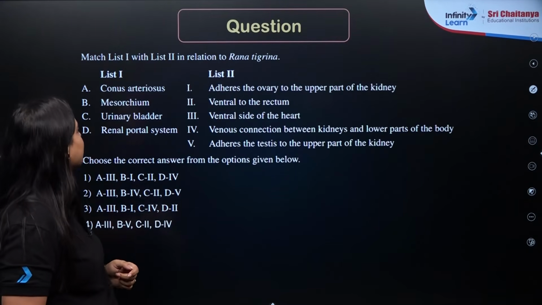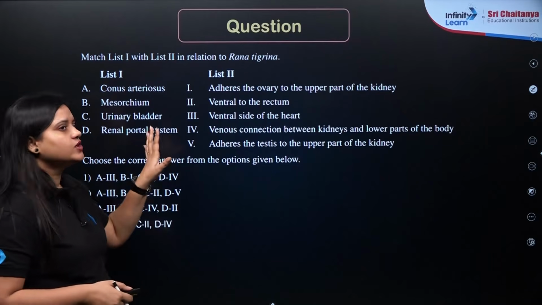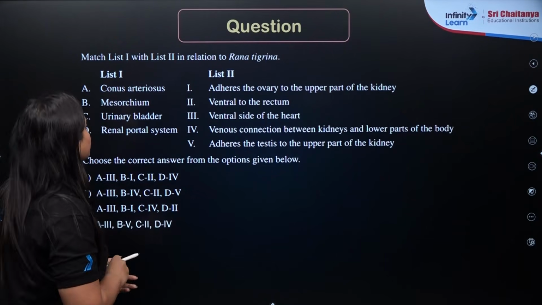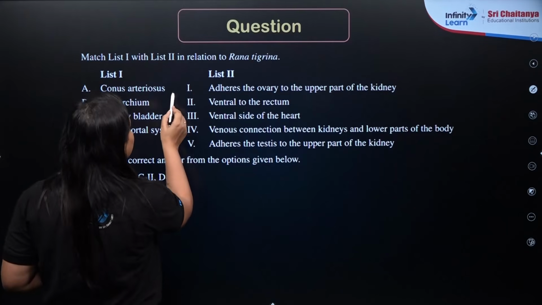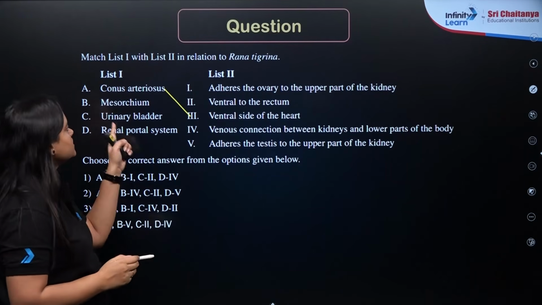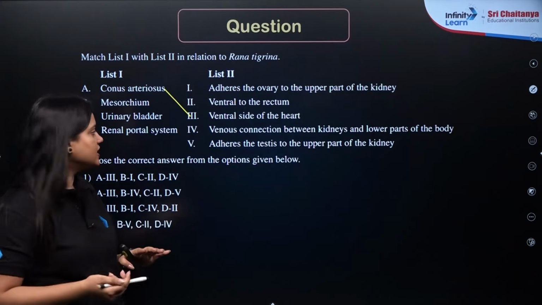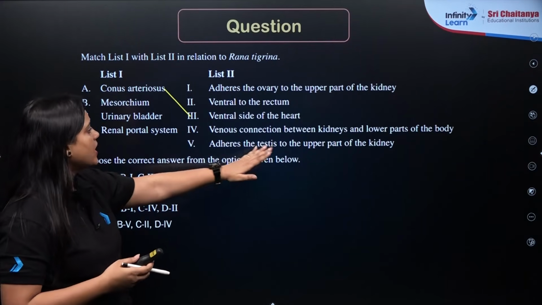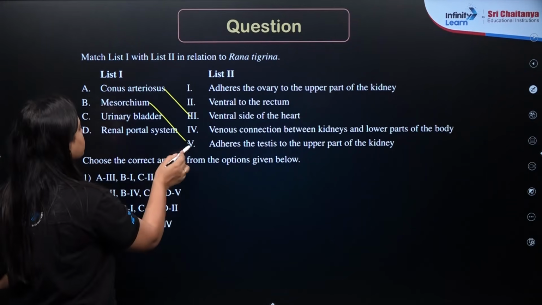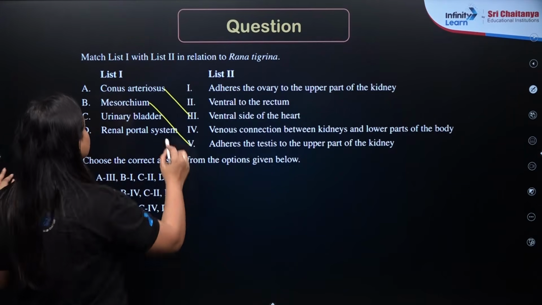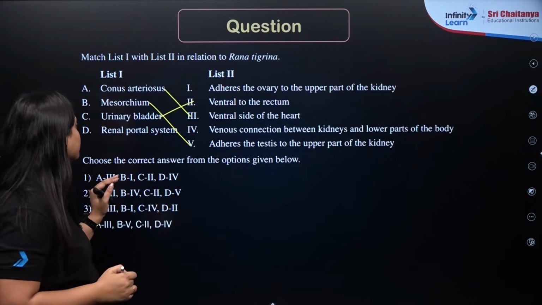Right? Next. Conus arteriosus is present on the ventral side of the heart of frog. So conus arteriosus, ventral side of the heart. Mesorchium, okay, it connects the testis to the kidney. So it adheres the testis to the upper part of the kidney. Mesorchium, B is matched with 5. Urinary bladder will be ventral to the rectum. C is matched with 2.